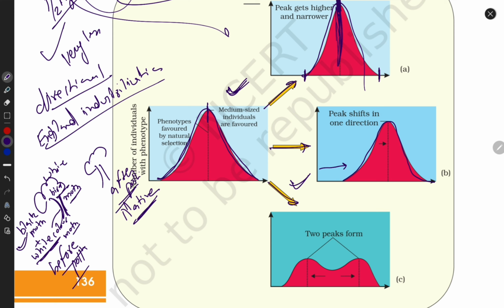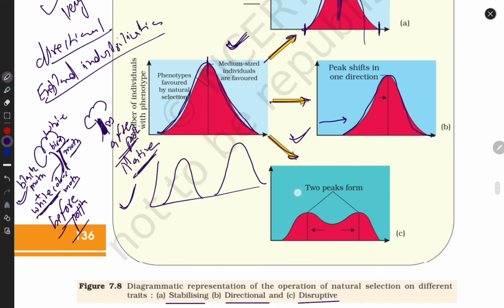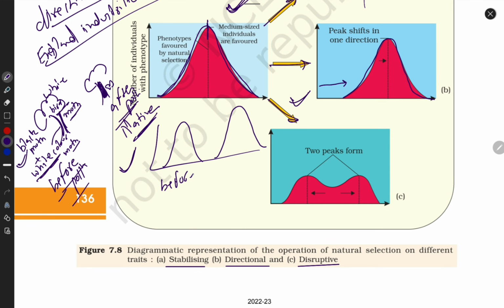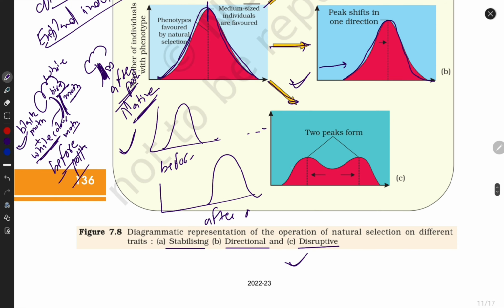But after pollution, what do they have? The tree color becomes dark, and now the white color moth easily appears, but the black color moth can hide, they can camouflage themselves. So what do you understand by directional selection? Before pollution the white color moth is selected, but after pollution the black color moth is selected. Before pollution this graph will form, but after pollution this graph is formed.